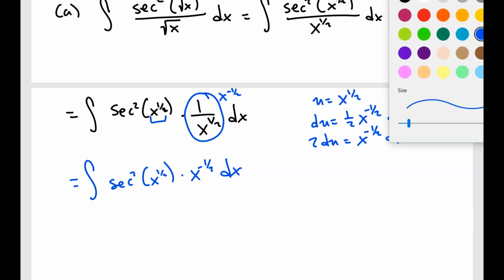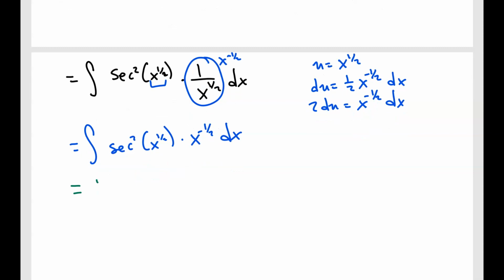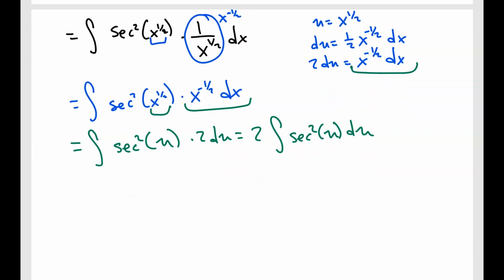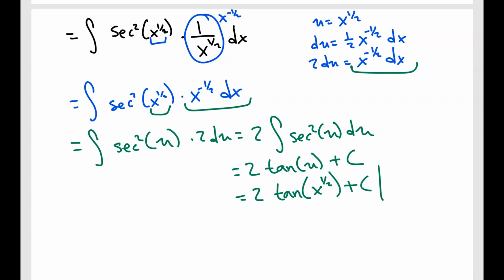So now all we have to do is this u substitution. So we have the integral of secant squared. The inside now is going to be this u. This guy is going to be this 2 du. So I can pull out the 2: integral of secant squared u du. And then finally, the integral of secant squared u is just going to be equal to tangent of u plus c. And u in this case was x to the 1/2. So it's going to be 2 tangent x to the 1/2 plus c. And obviously you can change that x to the 1/2 to a square root of x.